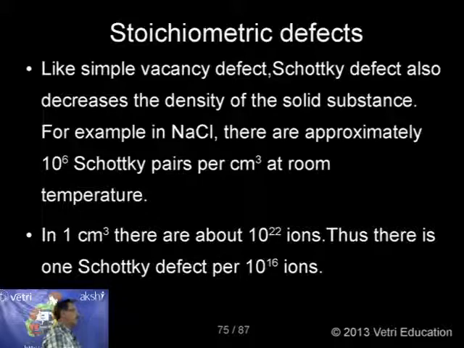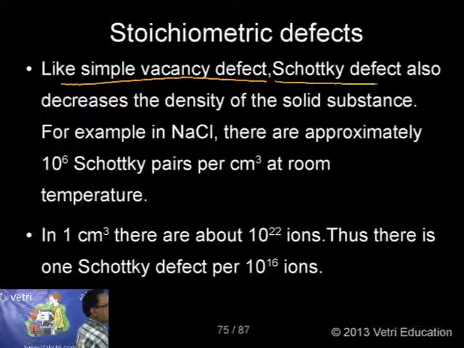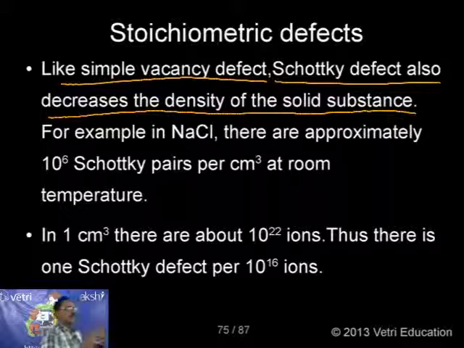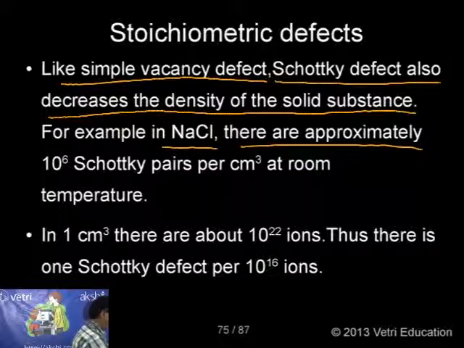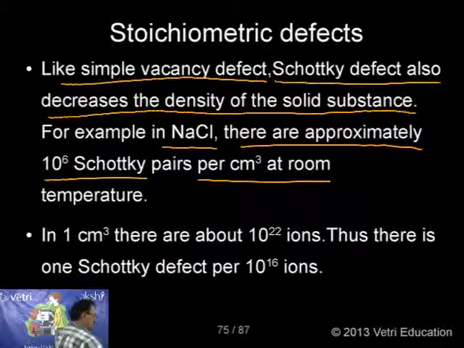Like simple vacancy defect, Schottky defect also decreases the density of the solid substance, because a positive and a negative ion are missing. When they are missing, automatically the mass will be less, and correspondingly the density will be low. For example, in sodium chloride, face-centered cubic lattice, there are approximately 10 to the power of 6 Schottky pairs per cubic centimeter at room temperature.